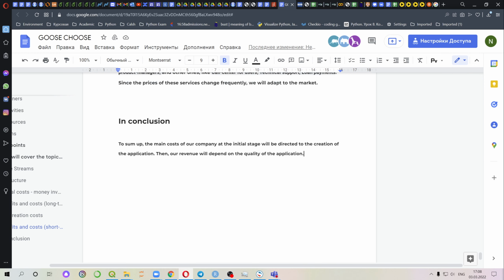So, summing up, the main costs of our company at the initial stage will be directed to the creation of the application. Then our revenue will depend on the quality of our application and of the quality of our services, which we're going to provide through this application. That's all. Thank you for your attention.